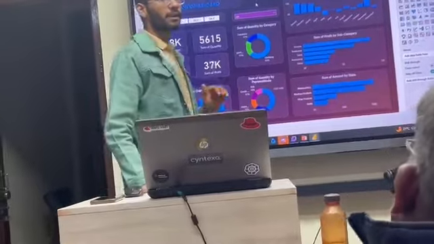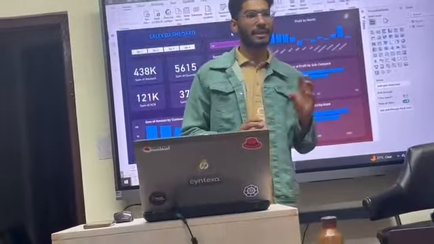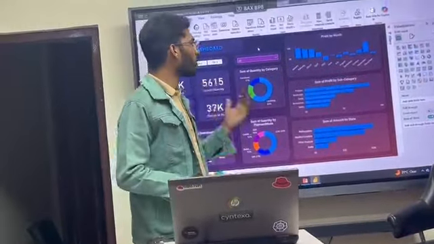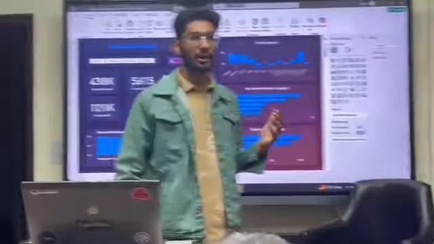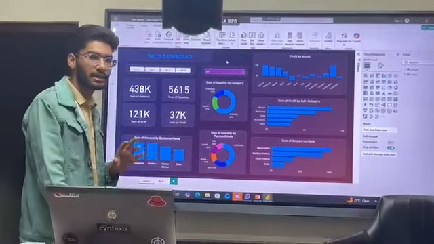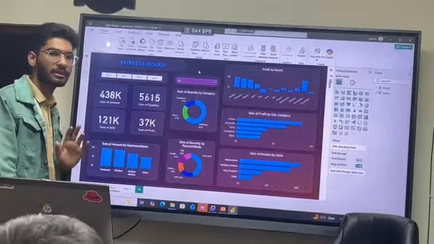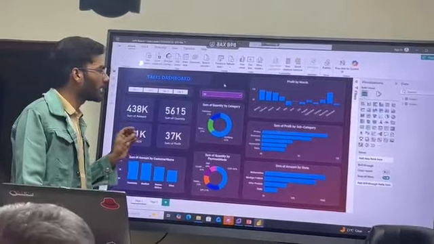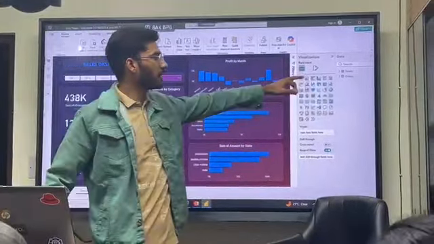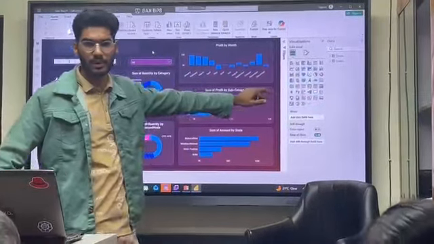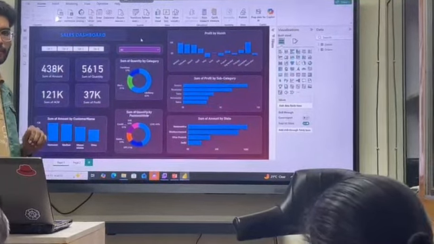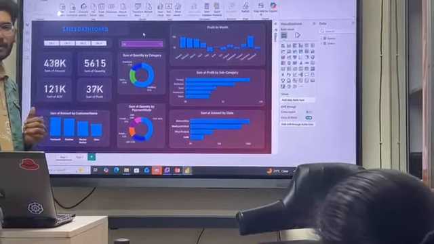Basically, we collected the data from the Excel file and connected it. Then we used Power Query for data transformation and cleaning. We removed all the errors, duplicates, and redundancies, and got the data in a very structured form. We have two tables: the details table and the orders table. These tables are related to each other by the order ID.